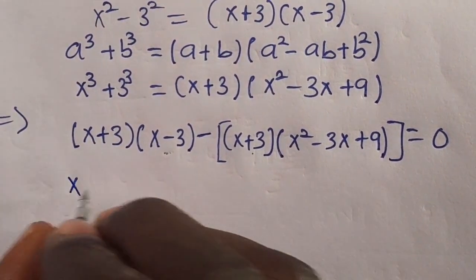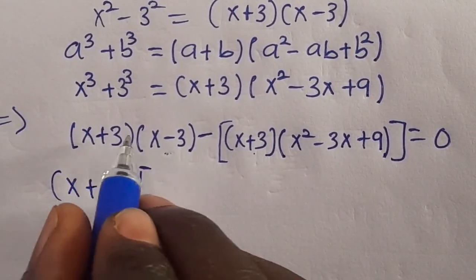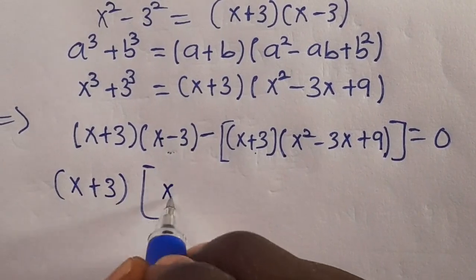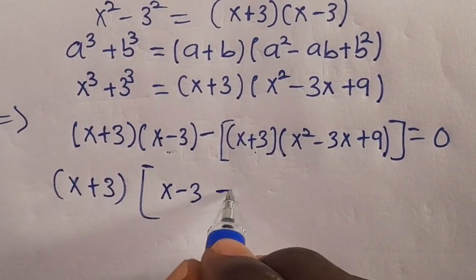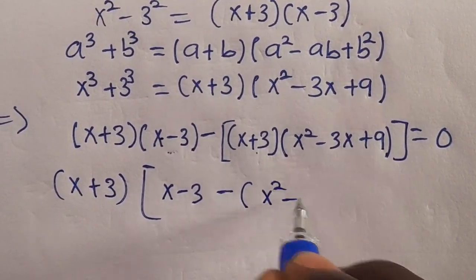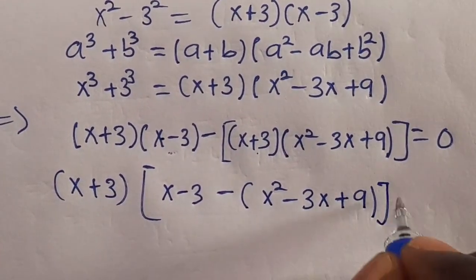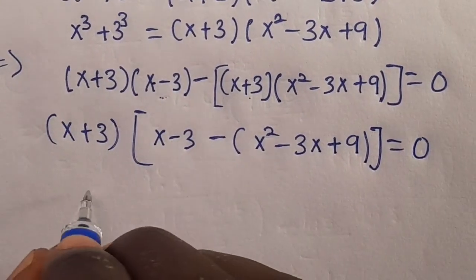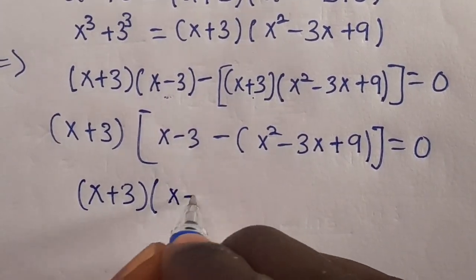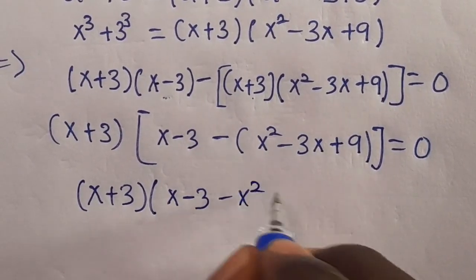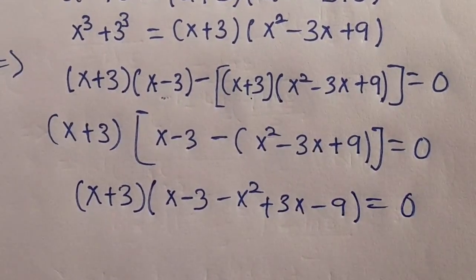This will be x plus 3, then this will remain x plus 3 multiplied by x minus 3, divided by this, we have only x minus 3. Then the whole of this divided by this, we only have minus into x squared minus 3x plus 9 equals 0. We have x plus 3. Then when you open the bracket, x minus 3, open with minus, we have minus x squared plus 3x minus 9. We have everything equal to 0.